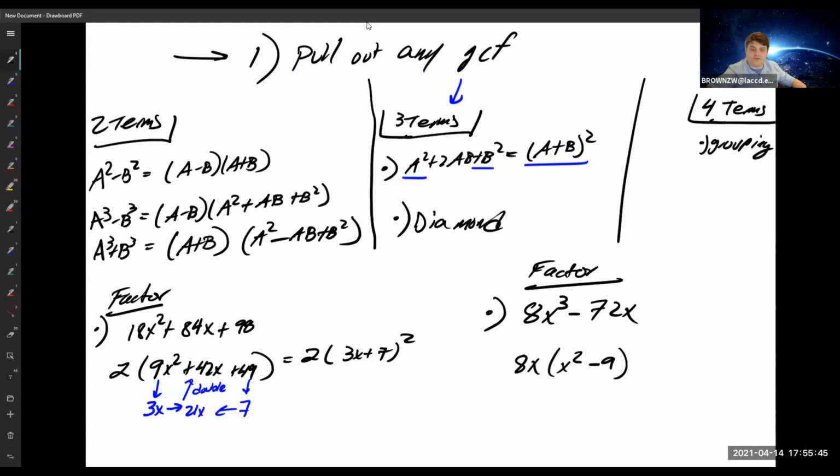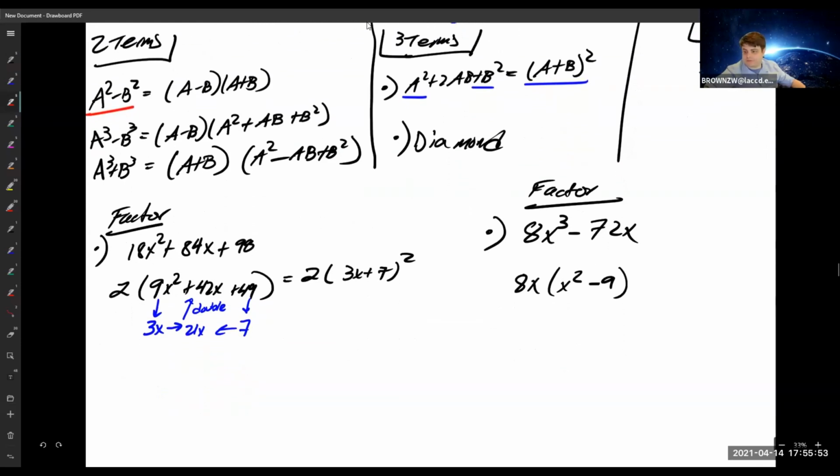So we still have our 2 terms here, but it turns out that this was actually a difference of squares. So this is a perfect square of x, perfect square of 3. So we can factor this into 8x times (x minus 3)(x plus 3).